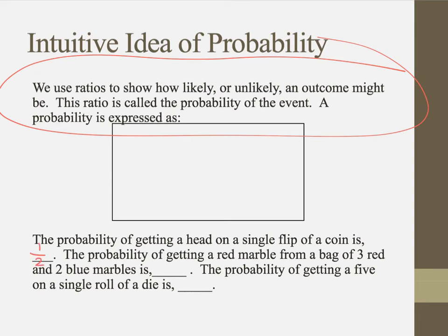The probability of getting a red marble from a bag of 3 red and 2 blue marbles is what? 60%, or 3 out of 5, right? We'll usually write it as a fraction. You could write it as 60% or 0.6. The probability of getting a 5 on a single roll of a die: 1 out of 6. Perfect. So some very basic probability.